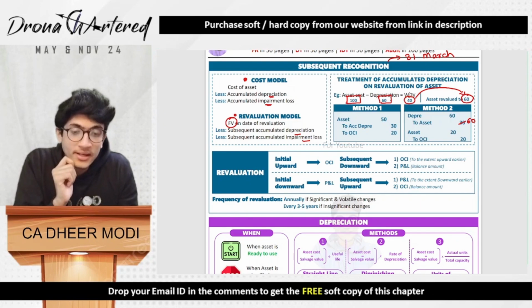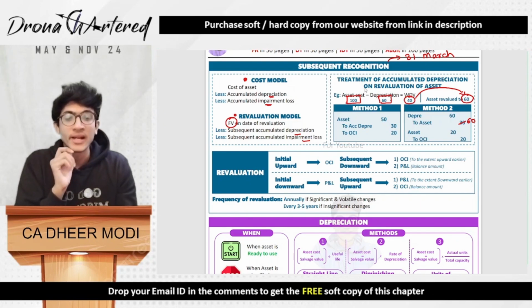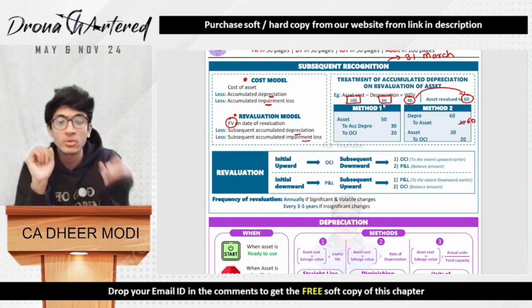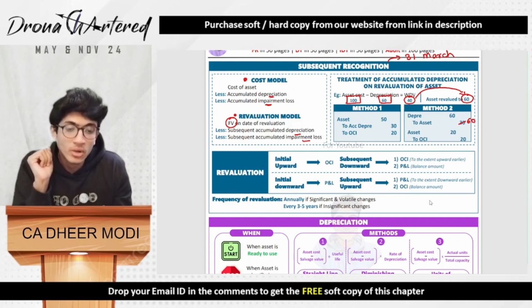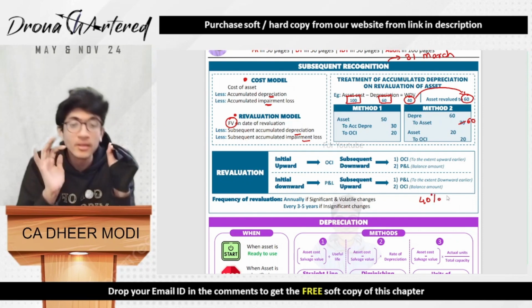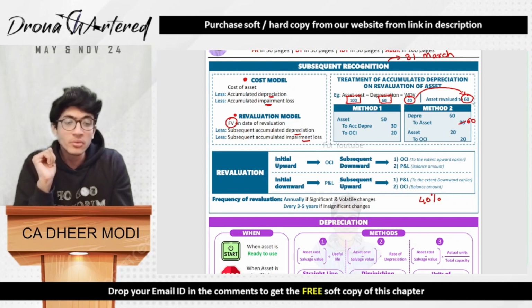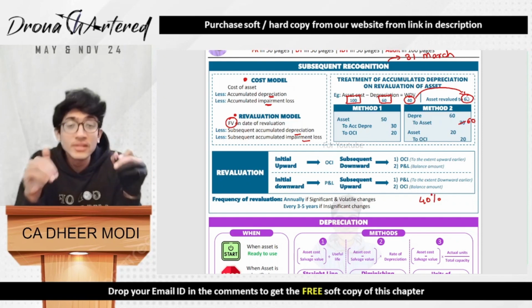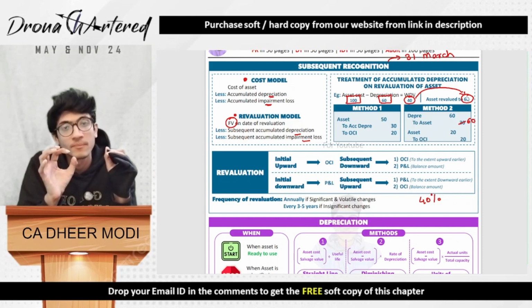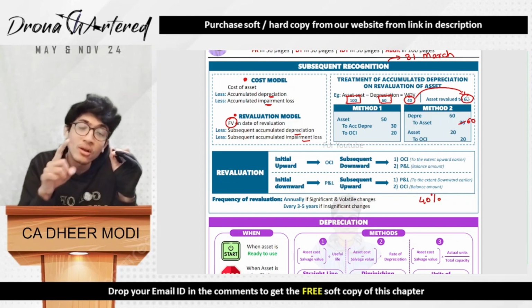What does that mean? That your WDV is 40. That means the original cost was 100 and now it is only 40. That means 40% of the asset is remaining. So if the value of the asset is 60 now, this is actually 40% of the whole asset.